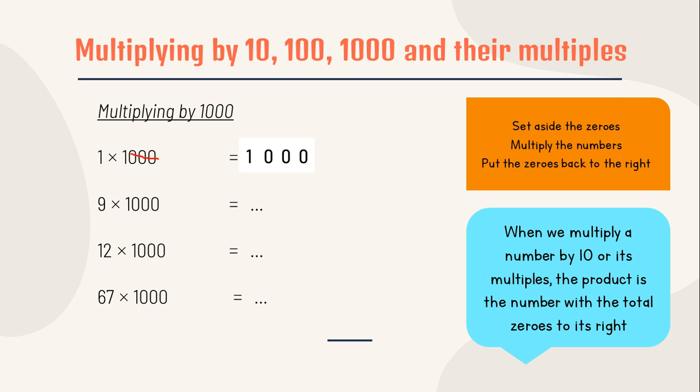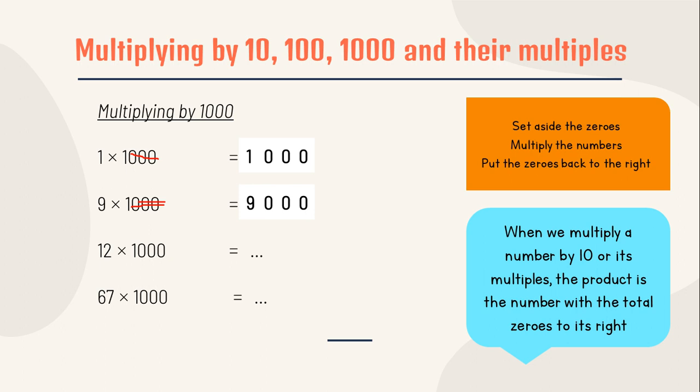9 times 1,000. Once again, we're going to use these steps. First, set aside the zeros, all the zeros. Okay? After that, multiply the number. What do we have? 9 times 1, 9. After that, put the zeros back to the right. How many zeros? 1, 2, 3. So 9 times 1,000 equals 9,000.